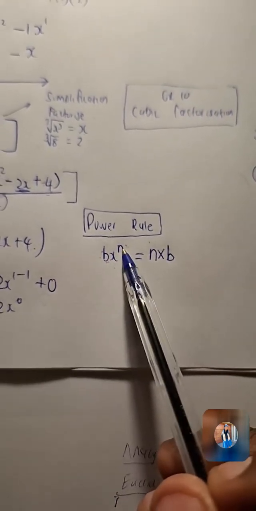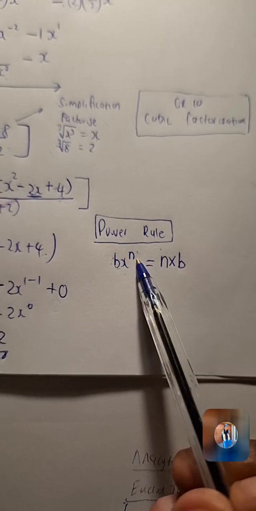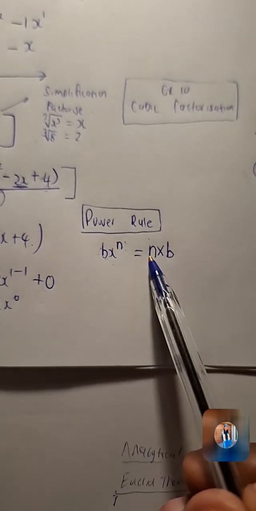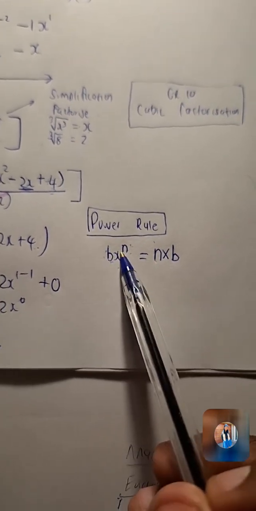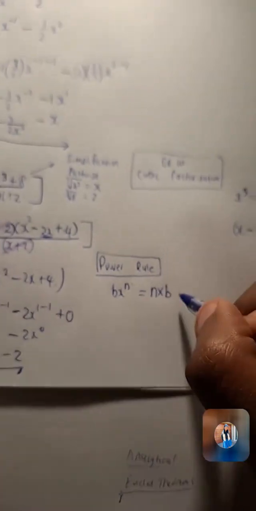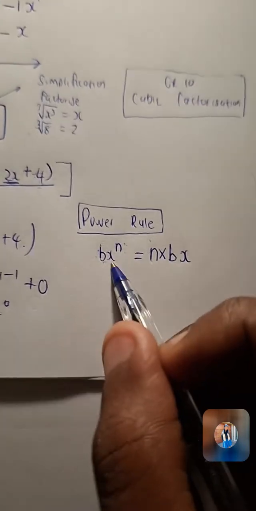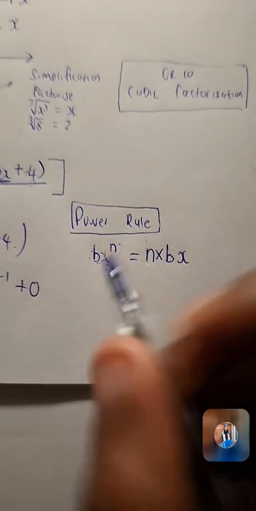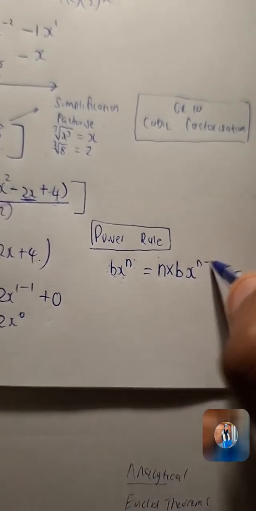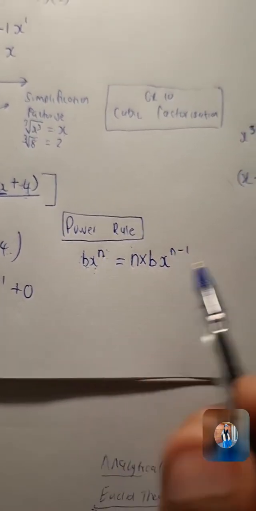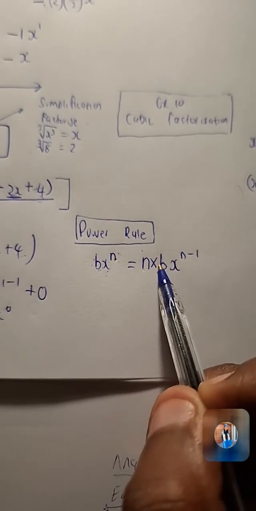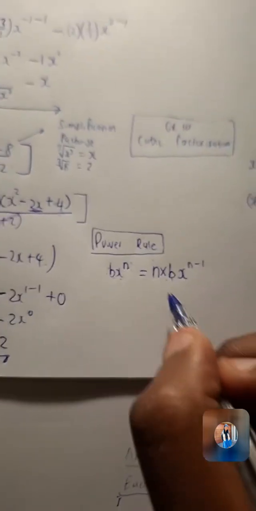So this n, where does it come from? It comes from the exponent. I place it there and multiply it with the b that is there. The x is retained. Then you subtract 1 from the exponent as well. This is how you apply the power rule and therefore derive.